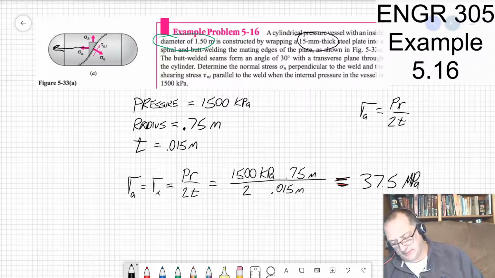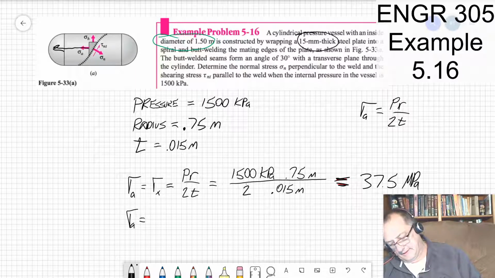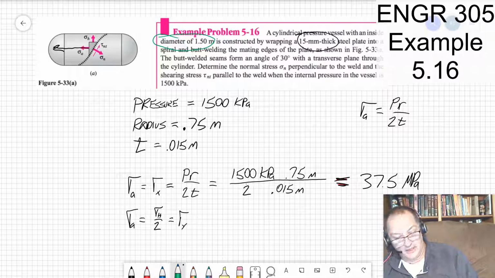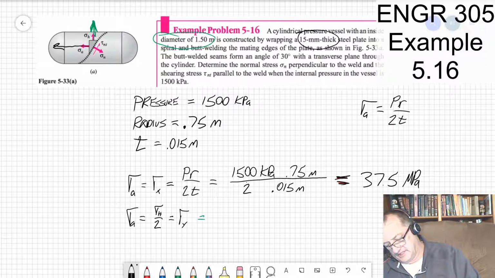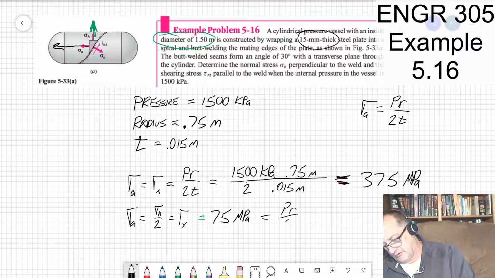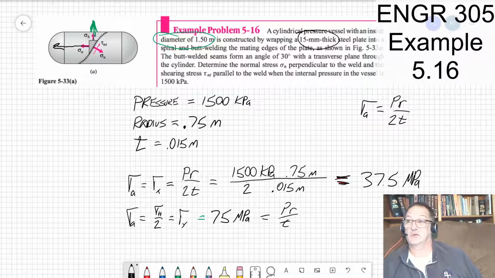And if you know sigma A, well, that's equal to sigma H over 2, which is equal to sigma Y, right? I'm going to go to green, and that's this. That hoop stress is in the Y direction at this point. So if I just multiply that by 2, that's going to give me 75 megapascals, because that equation would have been PR over T, and I don't need to do that twice. So I'm good with that. I got my two answers now.